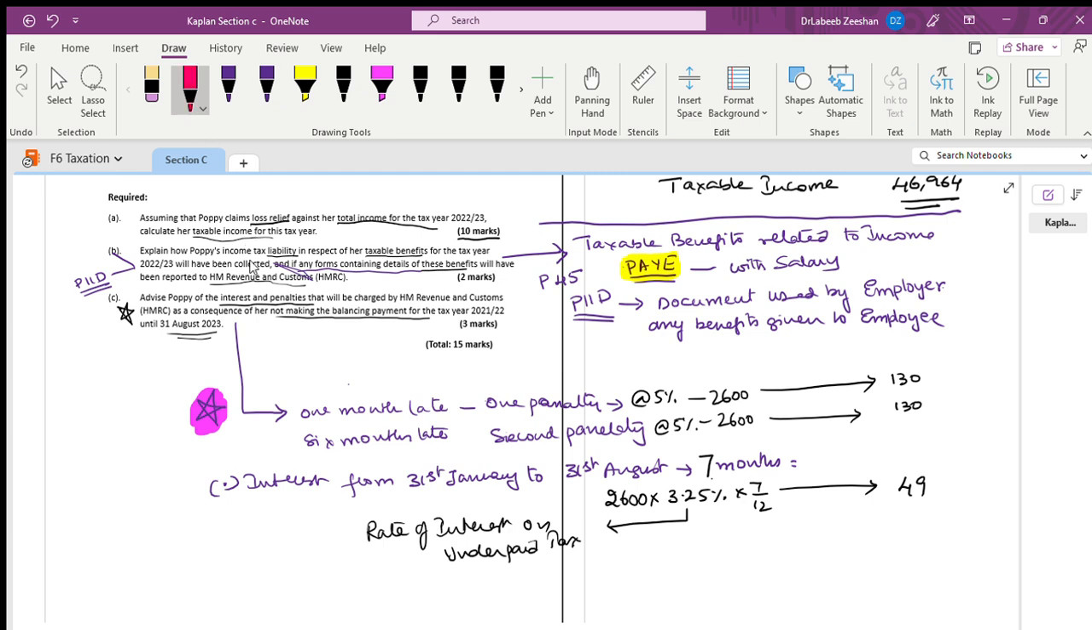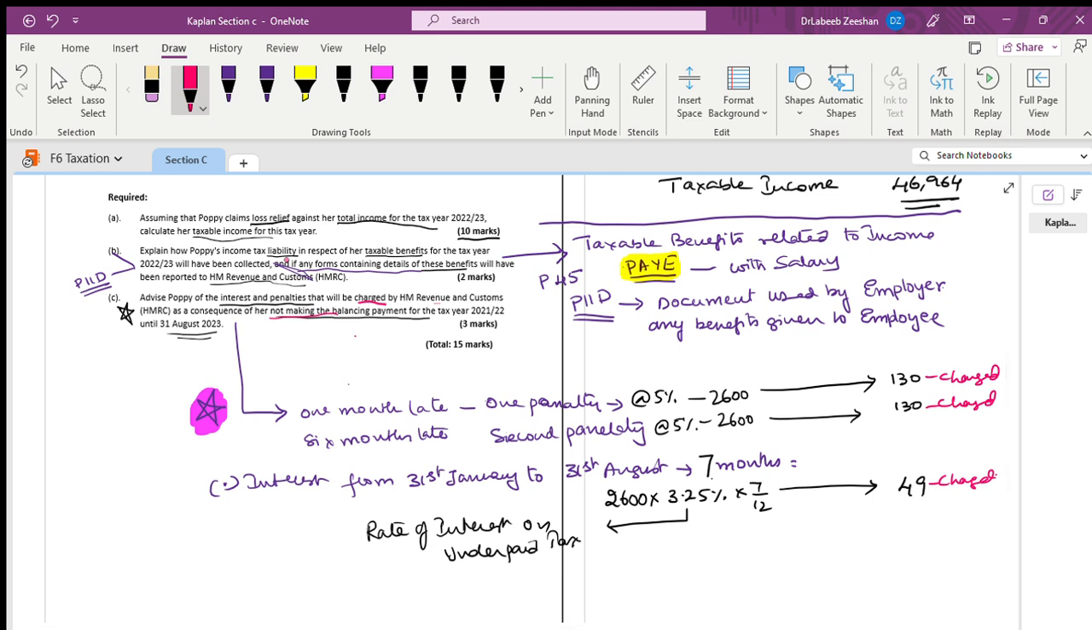See what they say. They are asking for the advice copy of the interest and penalties that will be charged by HMRC as a consequence of not paying the payments. This is the amount charged. So that's all. Don't add all the things. But I don't understand why we use 5% here.